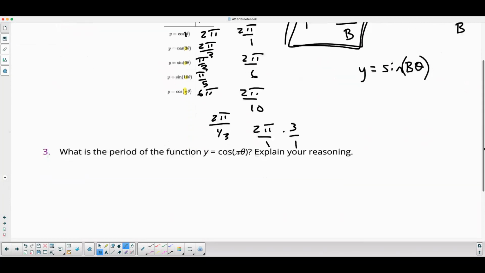This is pretty much the same thing. It's just now cosine instead, or it's actually, well, we had a couple cosines up there. It just has a pi though, right here instead of a whole number. So, same formula. 2 pi over pi, and then your pi's cancel, so it's just 2. Your period length is 2 radians. Okay.